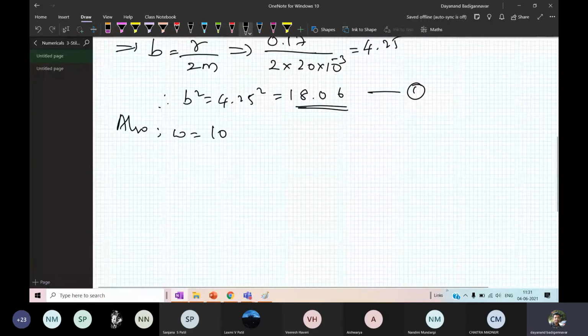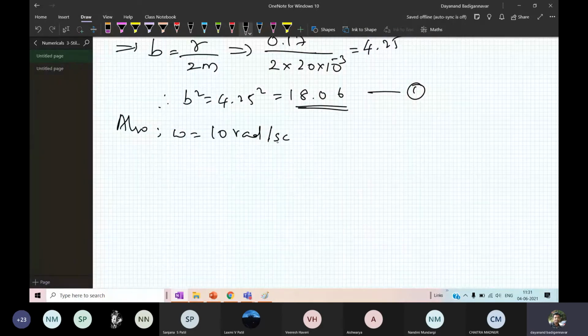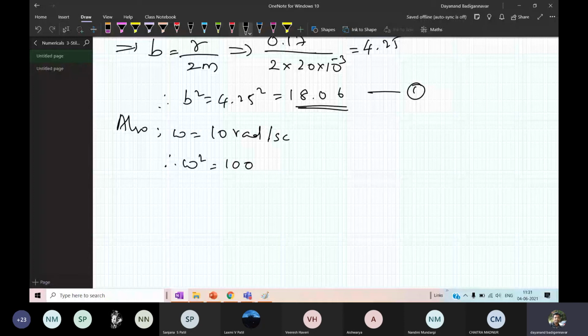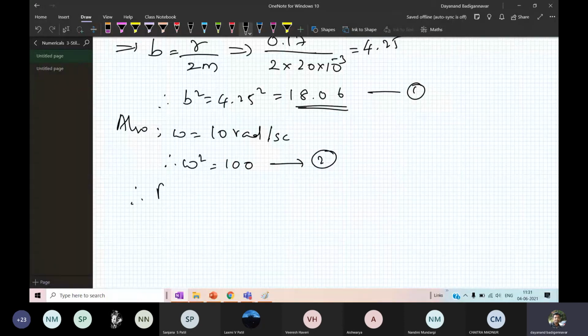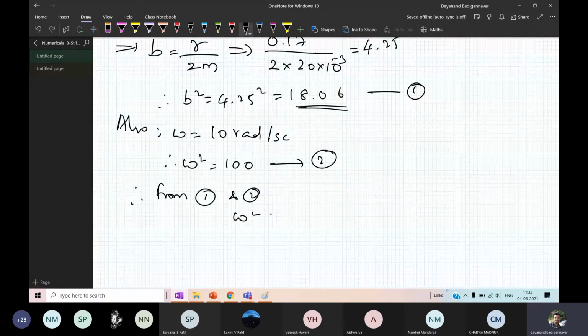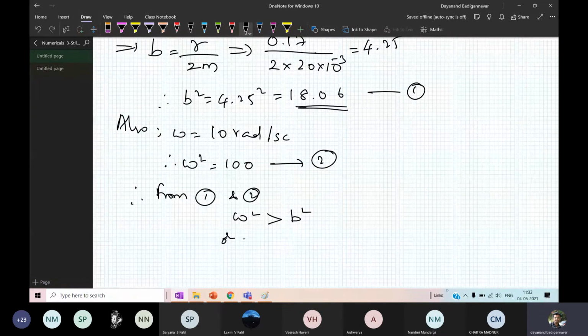So from 1 and 2, it is clear that omega square is greater than B square, or B square is less than omega square. Which is it: critical, under damping or over damping? Which condition is here?